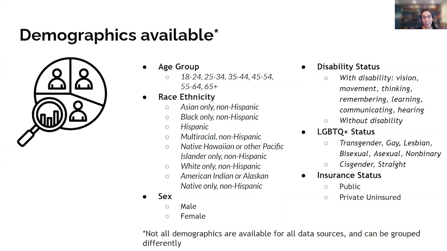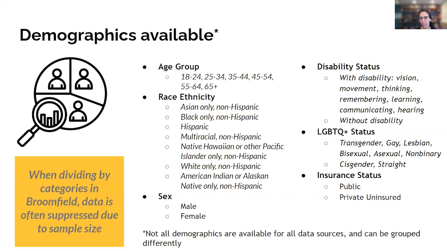The demographics available, similarly to the discussion on geographies, we've made every effort to include demographic information across all data sources. However, the way demographic groups are categorized may vary depending on the source, and this information may not be available for all data sources or years. Additionally, it's important to note that in smaller counties like Broomfield, data may often be suppressed when it's broken down into specific demographic groups due to privacy concerns or small sample sizes.